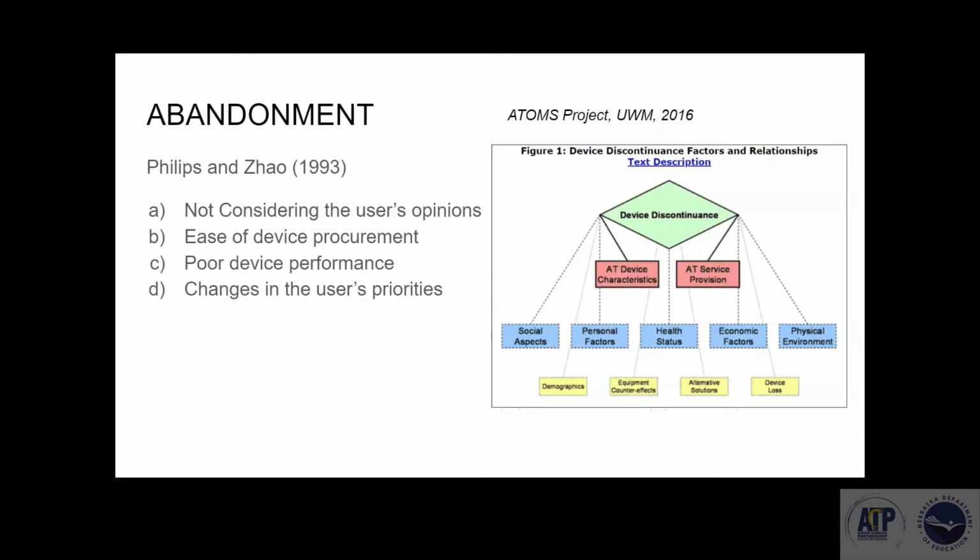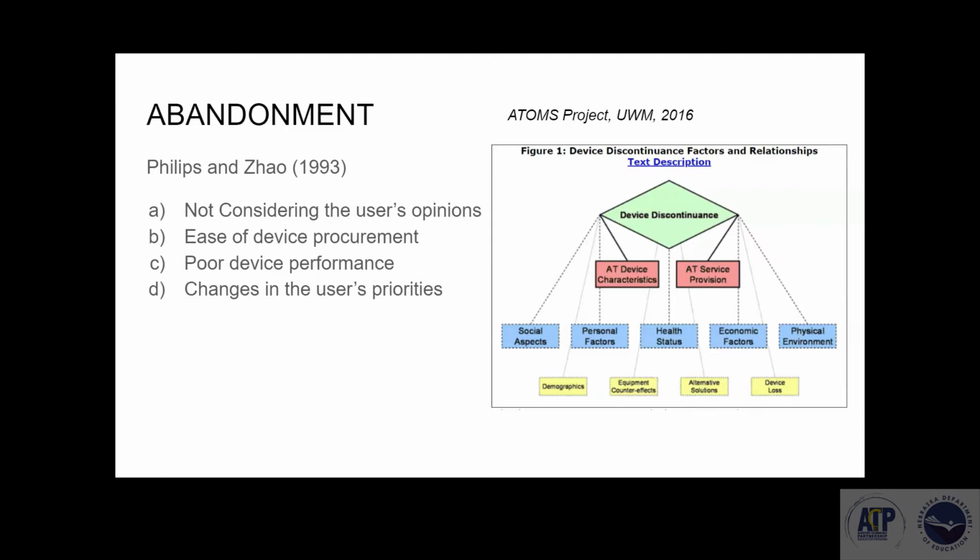There are 2 main studies that I like to reference when discussing abandonment. One is all the way back from 1993 by Phillips and Zhao, as well as a more recent project conducted at the University of Wisconsin at Milwaukee in 2016. I like the way that this is broken down just in these 2 sections. Phillips and Zhao said, okay, when we're looking at abandonment of devices, and they were looking mostly at people through a medical model, so not so much as we see in schools. And what they found through surveying was that devices were abandoned because the user's opinions were not considered.